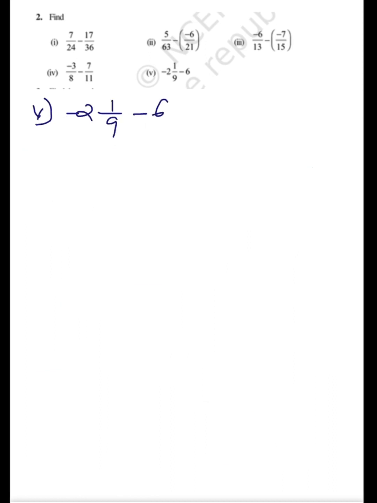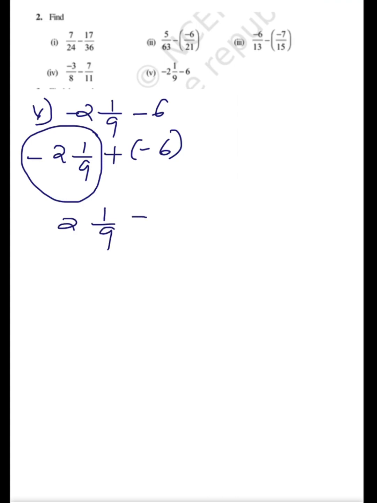So first let's convert this numbers. That is minus 2 1 by 9. Instead of minus you can put plus. And now what is the additive inverse of 6? Additive inverse of 6 is minus 6. Okay, so the question turns into this form. Now you have to convert this into simplest form. For that what you have to do? 2 1 by 9 means what? It will be equal to 2 into 9 plus 1. Okay, 2 into 9 plus 1, okay, divided by the same denominator, which is 9.